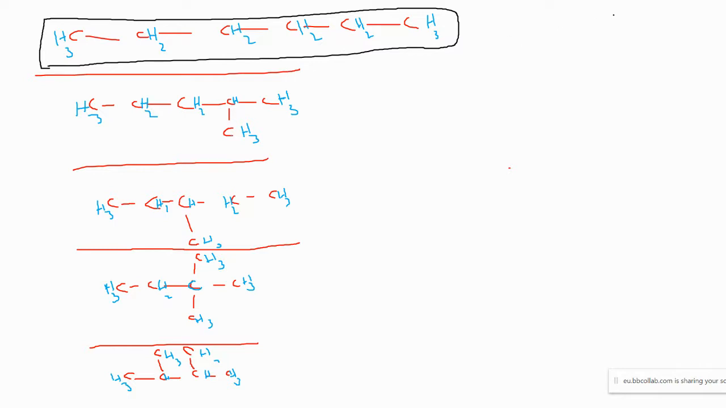We call it straight chain alkane. So the name should be only hexane. There will be no prefix. Why? Because the prefix will come when the branch comes here.